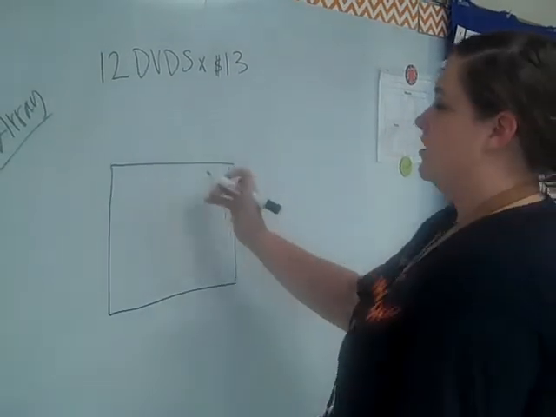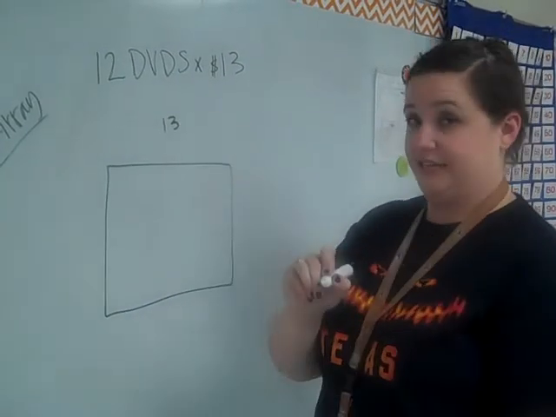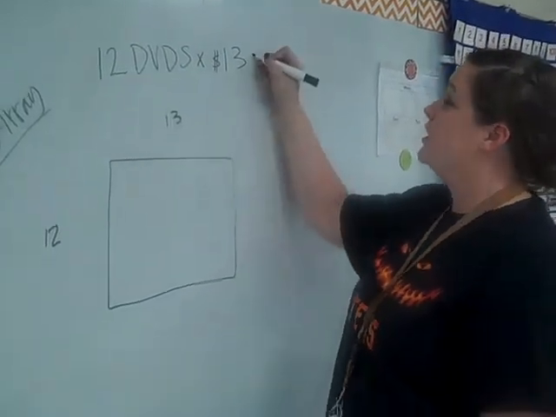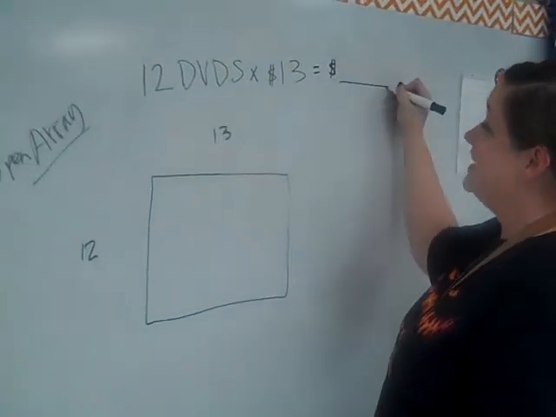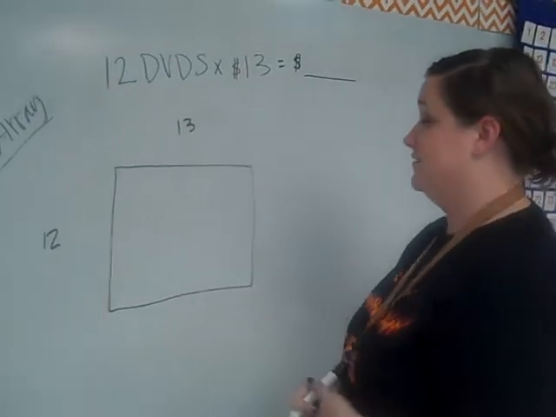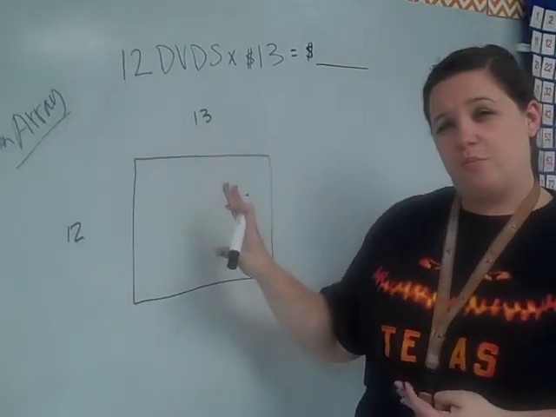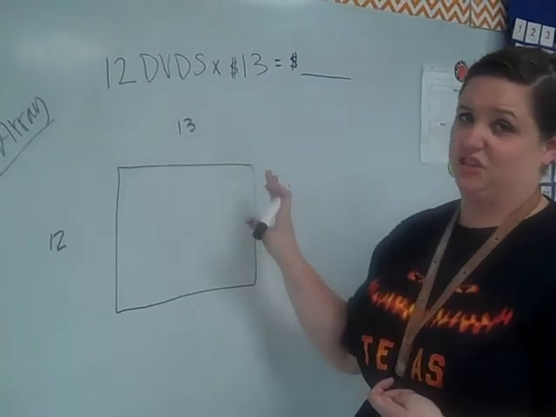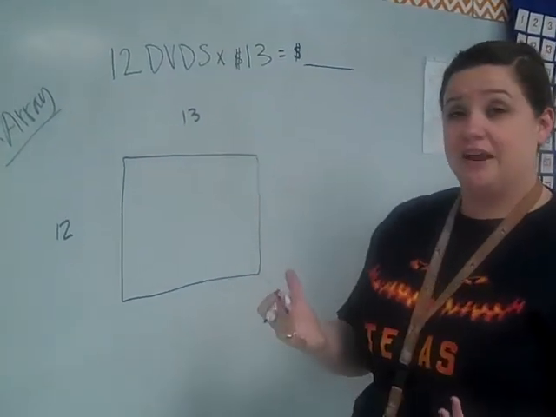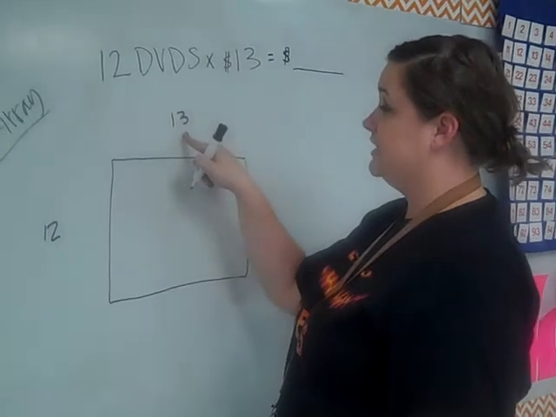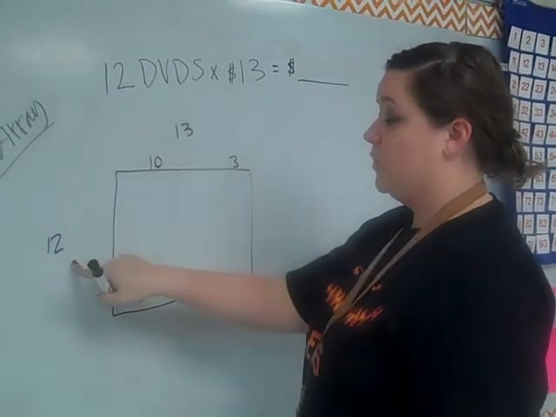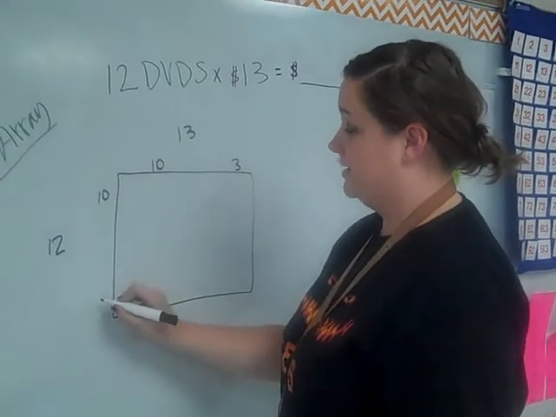This side looks a little bit longer, so I'm going to label that as my 13, and this is my 12. Now remember, I'm looking to see how much money you're going to need to have to buy these DVDs. When I do the open array method, I really want to make it easier for myself because I don't know 12 times 13 in my head, but I do know that I can split it by place value. 13 is made up of 10 and 3, and 12 is made up of 10 and 2.